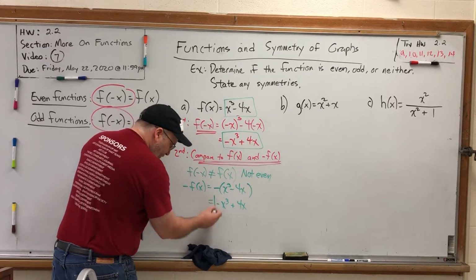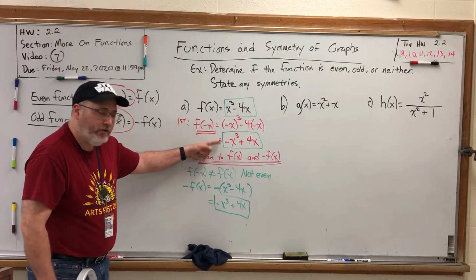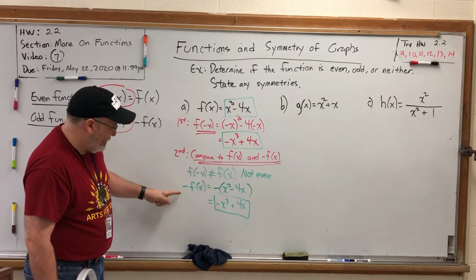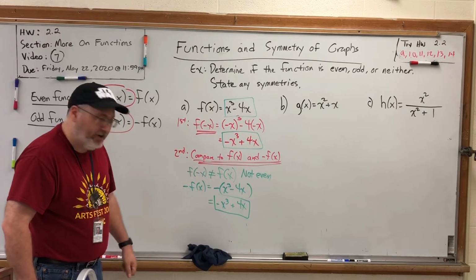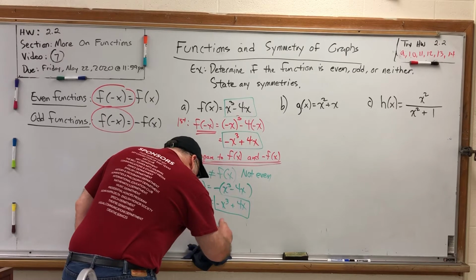Wait a second, this looks familiar. This is the same as that. In other words, putting a negative into the function gives us the same answer as the opposite of the answer of putting in a negative x. In other words, f of negative x equals negative f of x.